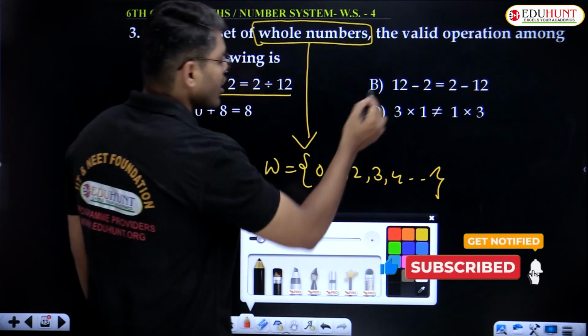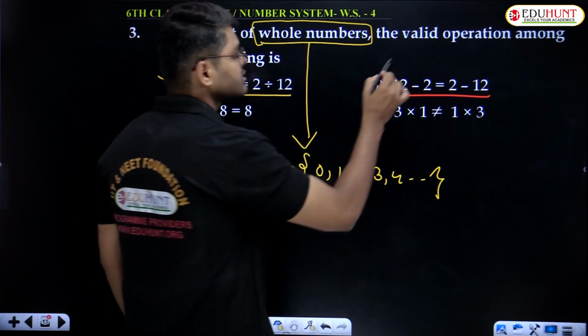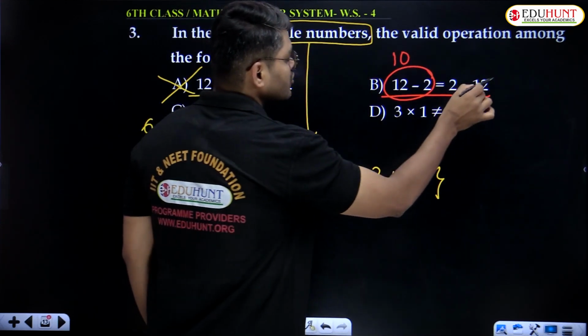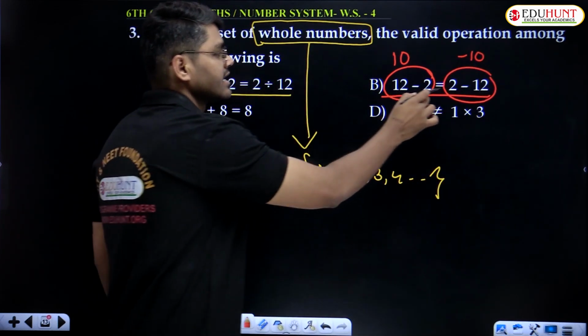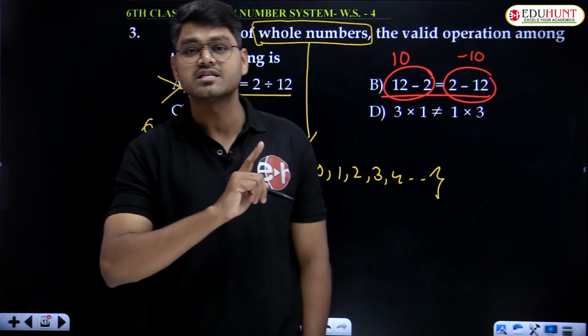Next, option B. 12 minus 2 is equal to 2 minus 12. What is 12 minus 2? 12 minus 2 is nothing but 10. 2 minus 12 is nothing but minus 10. Why minus 10? Here, same signs or different signs? Different signs. Different signs means subtraction or addition?